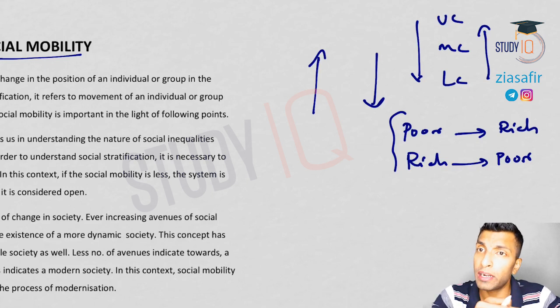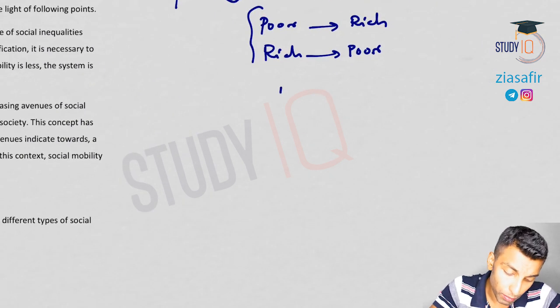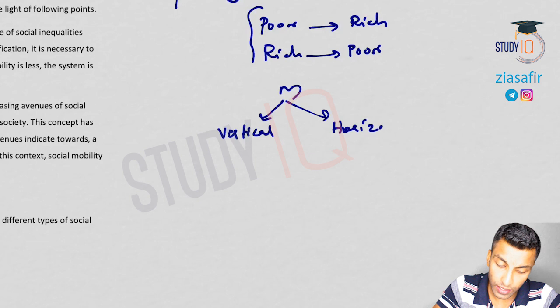Social mobility is very essential for the process of modernization, because for modernization, mobility is essential. Modern society will have a lot of avenues or sources and courses for social mobility. So I hope you understood the importance of studying social mobility. Now, when we talk about the types of mobility, mainly mobility can be understood as vertical or horizontal. These are the two types of mobility, vertical and horizontal.